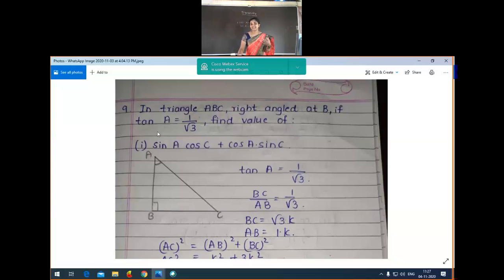So now tan A is given. Tan A is nothing but opposite side by adjacent side. Now A is the marked angle. BC is opposite, AB is adjacent. Therefore BC by AB is 1 by root 3. So BC is 1K, BC being the opposite side, next to it AB is the adjacent side. Tan A is equal to 1 by root 3, BC divided by AB is equal to 1 by root 3, correct? So then BC is equal to 1K and AB is equal to root 3K.